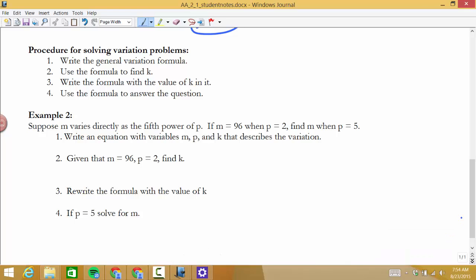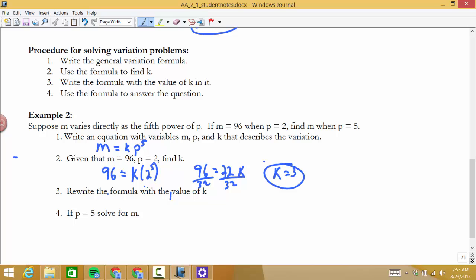So to begin with, we're going to write the general variation equation. Well, it says that m varies directly as the 5th power of p. So I'm going to say that m is equal to k, the constant of variation, times p to the 5th power. Okay. Step 2 now, it says, now what's k if m is 96 and p is 2? So I'm going to plug in 96 is equal to k times 2 to the 5th power. Well, I know that 2 to the 5th power is 32, so I could say 96 is equal to 32k, and then I can divide by 32 on both sides. And that would mean that k would be equal to 3.